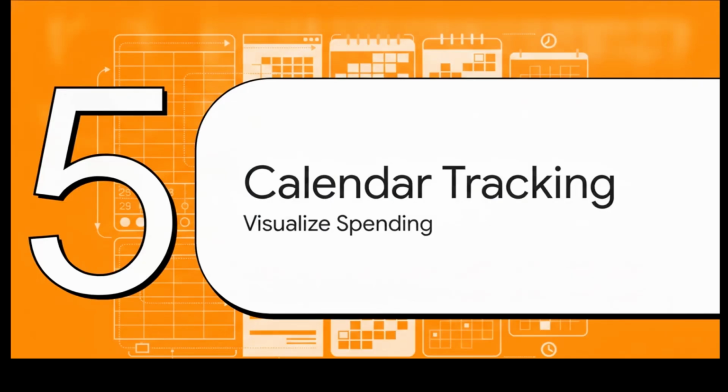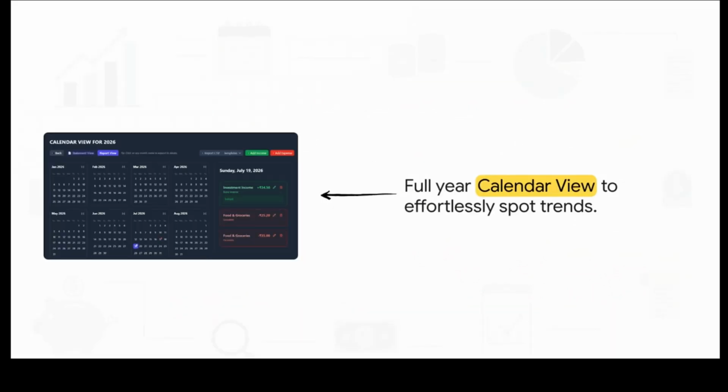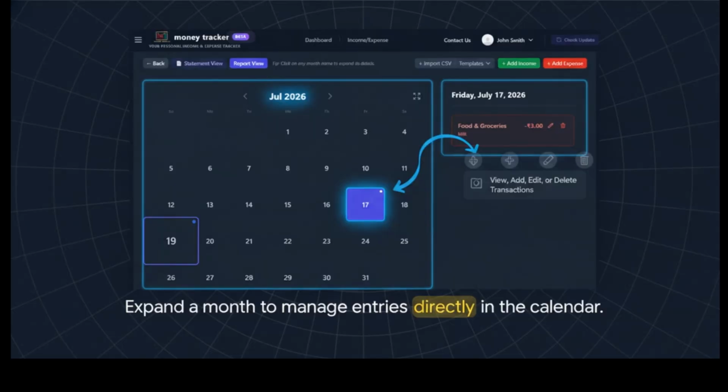Moving right along to part 5, calendar tracking. Let's visualize that spending. When you switch over to the calendar view, it maps out your entire year in a format we all instantly recognize. This makes spotting trends incredibly easy. You can visually identify exactly which days you maybe went a little overboard on shopping or pinpoint when those recurring bills hit. Hover over any day, and a dynamic summary of your red and green activity pops up right next to it.